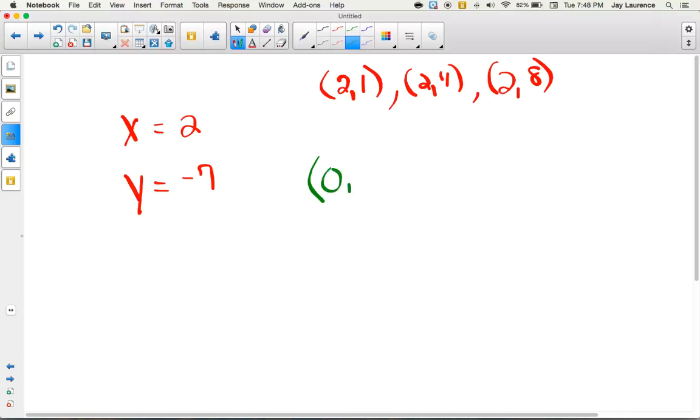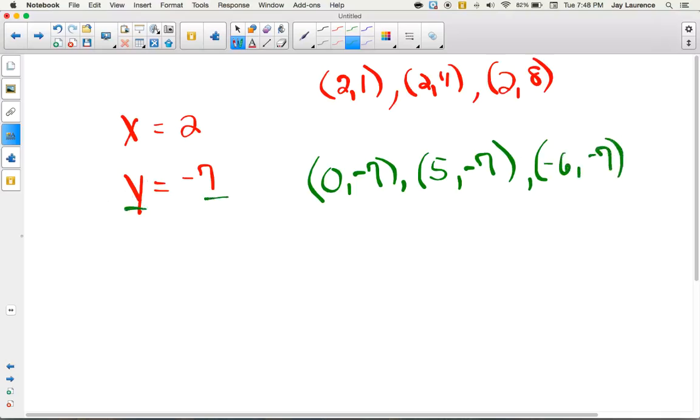This one here, 3 points on the line. How about (0, -7)? How about (5, -7)? How about (-6, -7)? How did I get that? Because y equals -7 every single time.